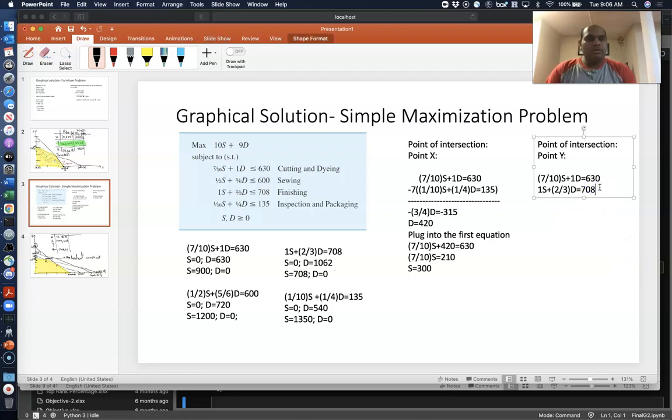So how do I do this? So again, a couple of ways. I can either multiply this with 7 over 10 and then subtract, or I can multiply this with 1.5 and then subtract. Either way, it's okay. Just to make my life easier, I'm going to multiply the second equation, the whole equation, by 7 over 10 and subtract.